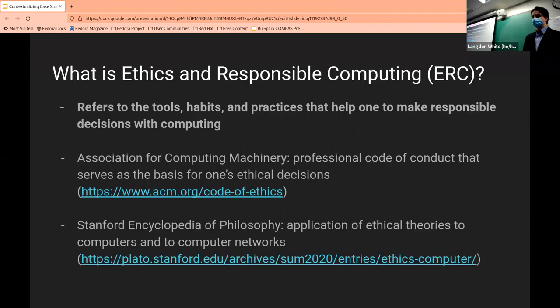So first off, this is just a slide from last time, reminding us of what ethics and responsible computing actually is. It's the tools, habits, and practices that help one to make responsible decisions with computing. If we think about all the different kinds of products there can possibly be, there's a vast variety of things that can use computers these days. Anytime we have one of those, we're talking about this, especially when we're having technology make any kind of decision on its own, whether through some sort of model or some other means.